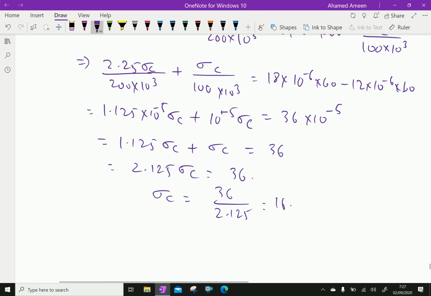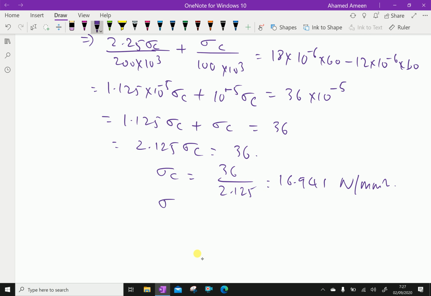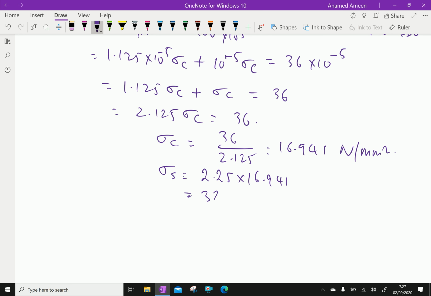Sigma C is 16.941 Newton per mm square, and sigma S is equal to 2.25 times 16.941, which equals 38.117 Newton per mm square.